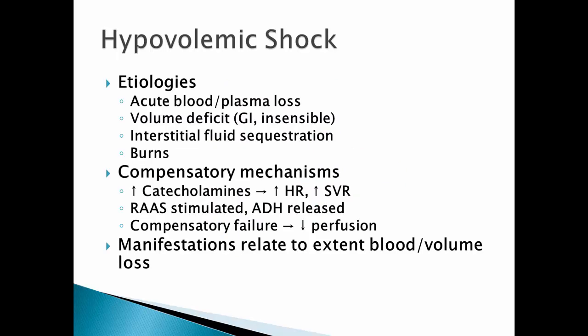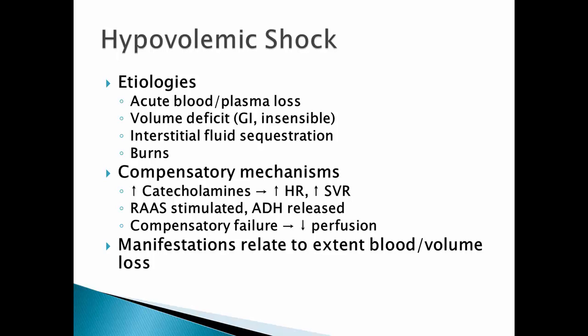When we look at etiologies, number one on the list is acute blood loss or plasma loss. And again, this is the most common. But we'll also see this with any kind of volume deficit. So if you think about GI volume deficit, large insensible losses like from burns. We also will see this with an interstitial fluid sequestration. And this is what we saw when someone had a very low level of serum protein, serum albumin, and the fluid left the vascular space and entered the interstitial space. Again, the focus here being effective circulating volume.